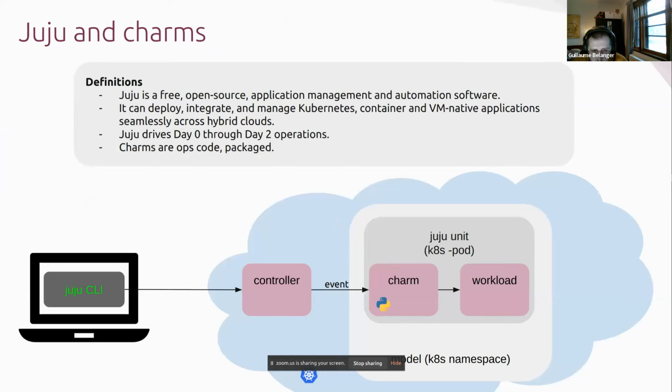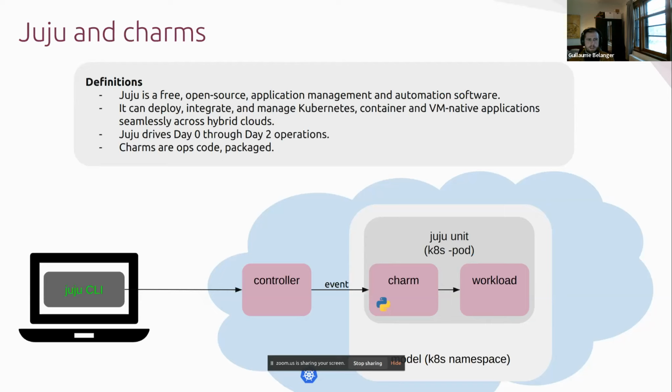So what is Juju? Juju is a free open source application management and automation software. So if you're running a Ubuntu machine, all you need to do is snap install Juju. So it just works. Its purpose is to deploy, integrate, and manage K8s, container, and VM native applications. So in our case, it's really K8s applications, but note that Juju can also deploy other types of applications. And the main reason why it is interesting to use Juju is to drive operations.